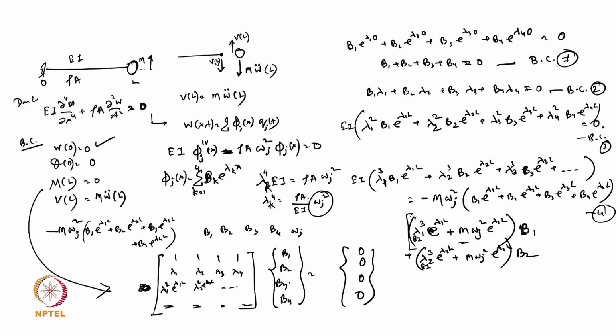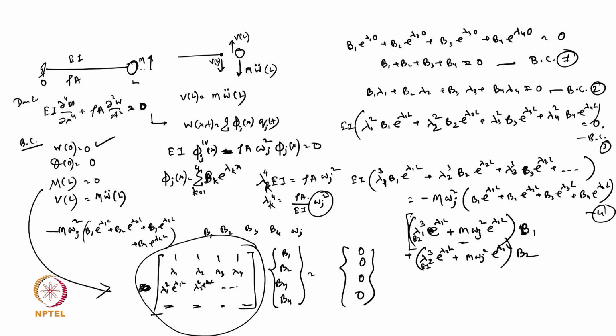So obviously your B1, B2, B3, B4 cannot be 0. Then it will become a trivial solution. So whatever you are getting here, that should be equal to 0. So if that should be equal to 0, then we can again make a determinant, and that determinant will be equal to 0. So it will again lead to some transcendental functions. That transcendental function will be 0.